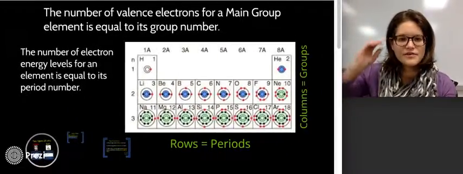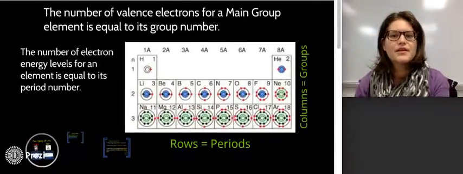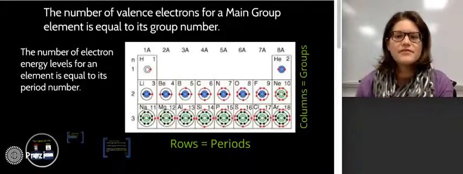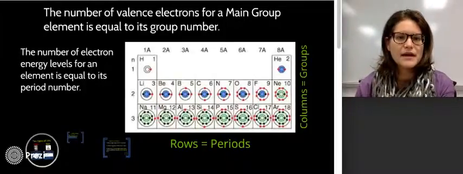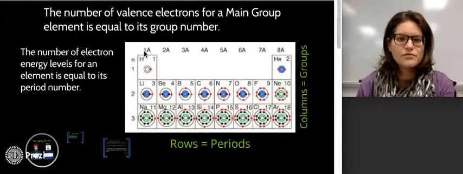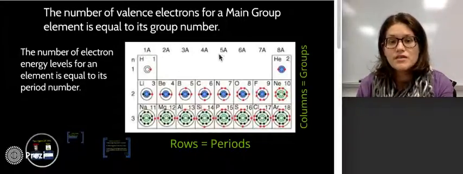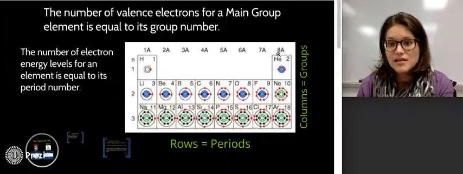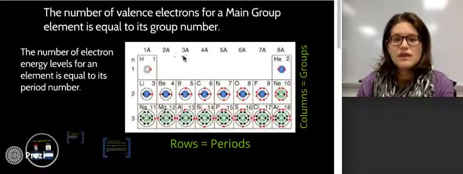So before we can answer this question, let's do a little bit of review. Remember that the number of valence electrons for a main group element is equal to its group number. So the group numbers are the ones that are across the top. Now in this picture I've cut out all of the transition metals so that we can just focus on the main group elements. So remember, this is group 1, 2, 13, 14, 15, 16, 17, 18, but 1A, 2A, 3A, 4A, and so on.